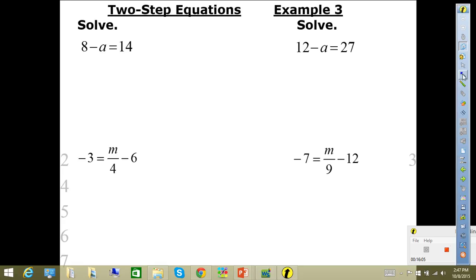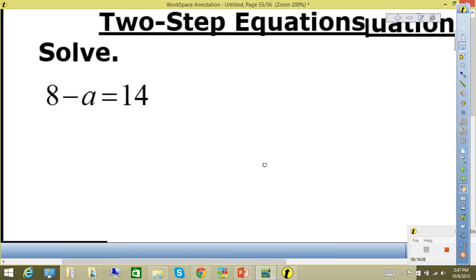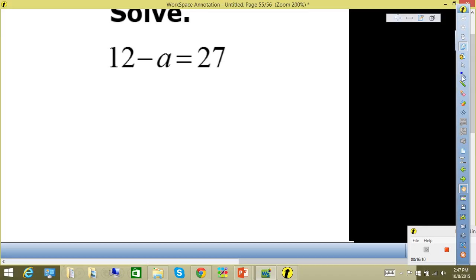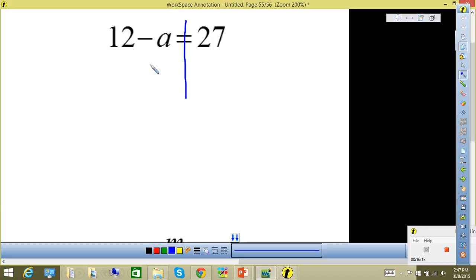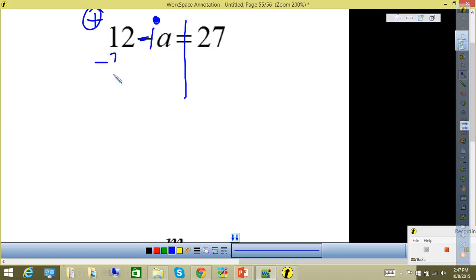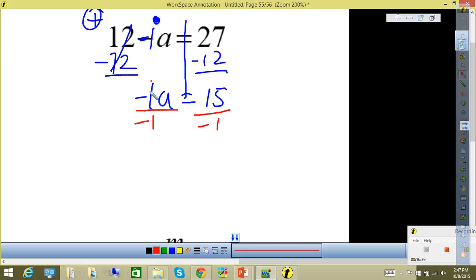Okay, let's see how we did. Look at this one. Line down the equal sign. What operations? Addition and multiplication. Is that correct? So this was a negative 1 right here. I'm going to start with addition. So the inverse is subtract 12, subtract 12. We're left with negative 1a equals 15. What's my last step? Divide by negative 1, divide by negative 1. A equals negative 15. Hands if you got that?